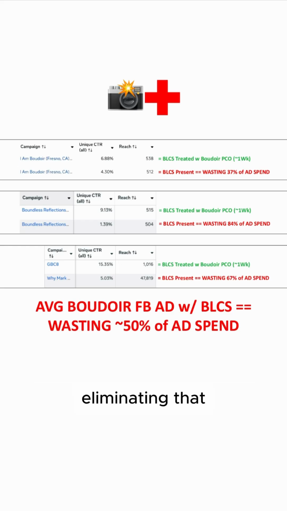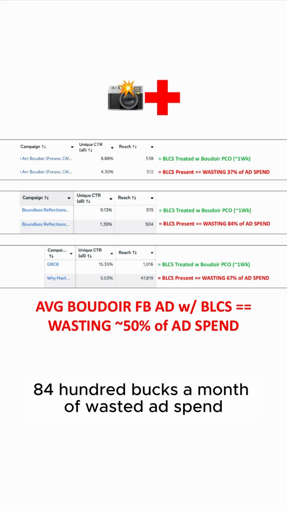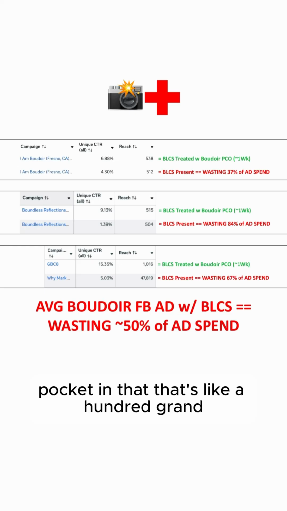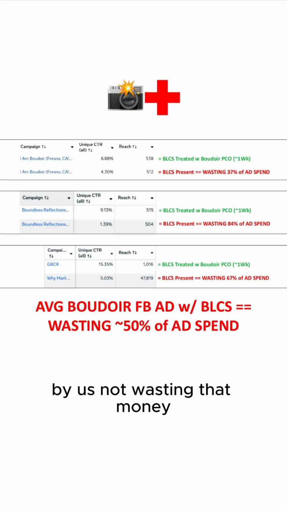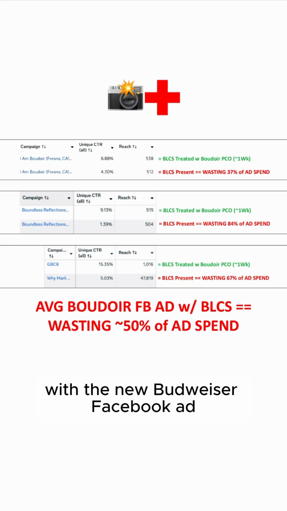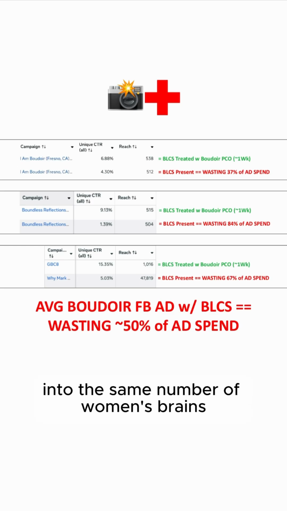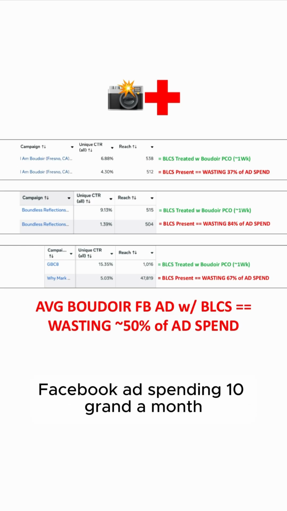So what are we doing here? Eliminating that 8,400 bucks a month of wasted ad spend, pocketing that. That's like a 100K bonus that we found by not wasting that money and spending 1,600 bucks a month with the new Boudoir Pico treated ad. We're getting our ad into the same number of women's brains as the original Boudoir Facebook ad, which spends 10 grand a month.